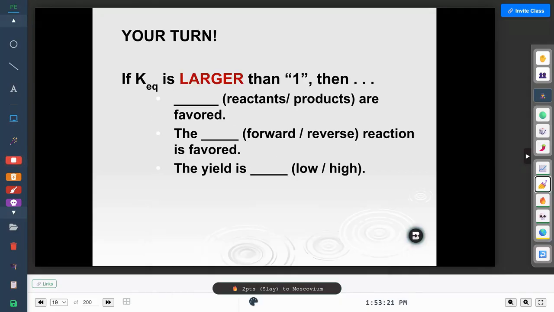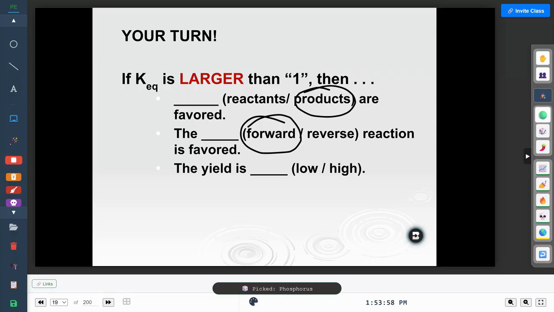Okay, so if KEQ is larger than 1, then is this product favored or reactant favored? Germanium is not here. How about iodine? Good. Larger than 1 is product favored. And the blank reaction is going to be favored. How would we state that? Okay, the forward reaction is favored. Excellent. Good job.